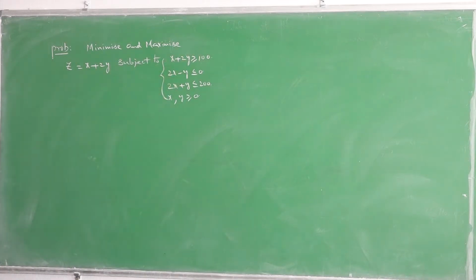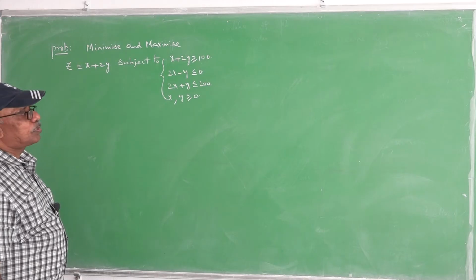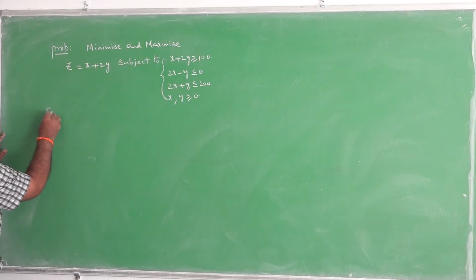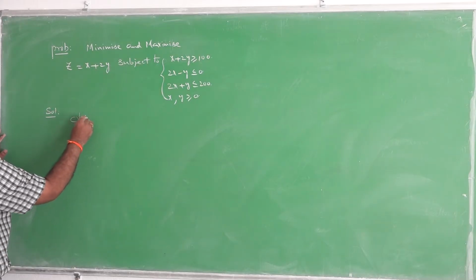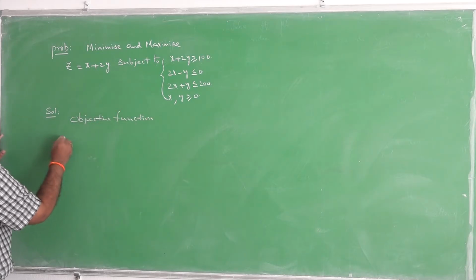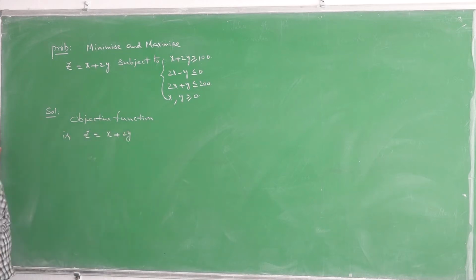Here 4 conditions are given. X plus 2y is greater than or equal to 100. 2x minus y less than or equal to 0. 2x plus y less than or equal to 200. X and y greater than or equal to 0. Here the objective function is z equals x plus 2y, given these constraints.